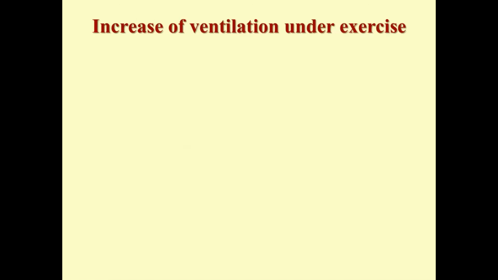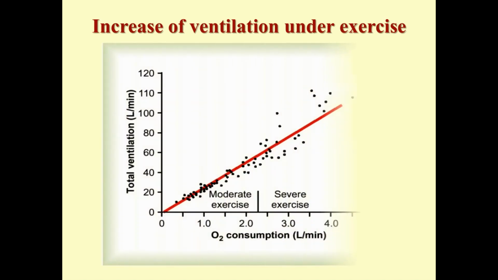Let's observe the increase of ventilation under exercise. Here you see the change of the ventilation of the lungs depending on the oxygen consumption level. Oxygen consumption naturally grows in parallel with the intensity of the exercise. So it's simply directly proportional: higher exercise, higher oxygen consumption.